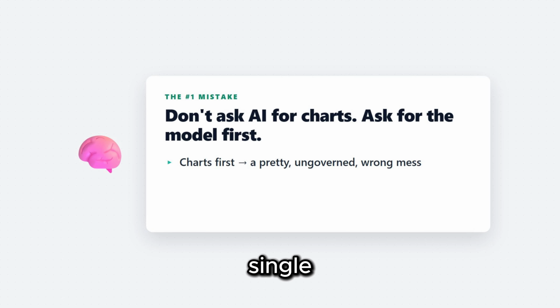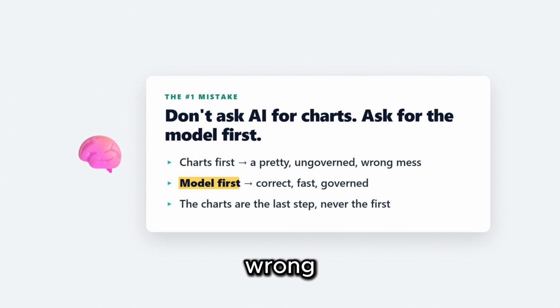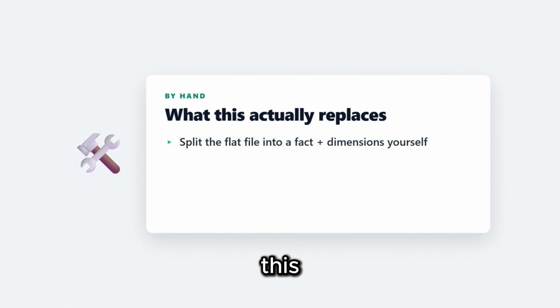And here is the single biggest mistake almost everyone makes with AI and dashboards. They ask the AI for charts. So they get a pretty ungoverned mess with numbers that are subtly wrong. You do not ask for charts. You ask for the model first. The charts are the last step, never the first. Burn that into your brain, because it is the whole reason this worked.